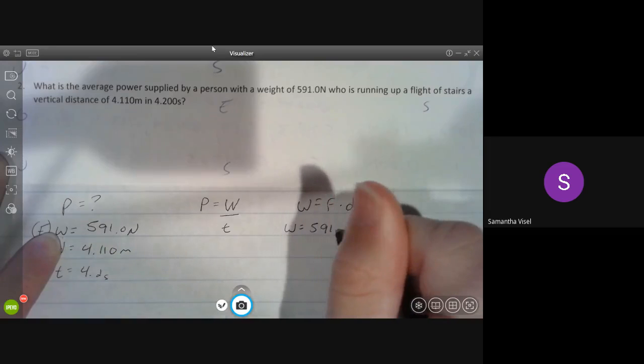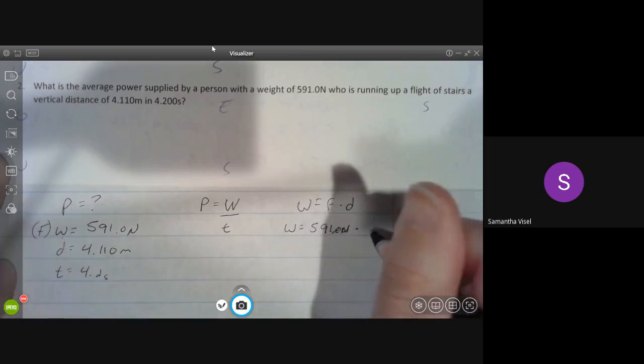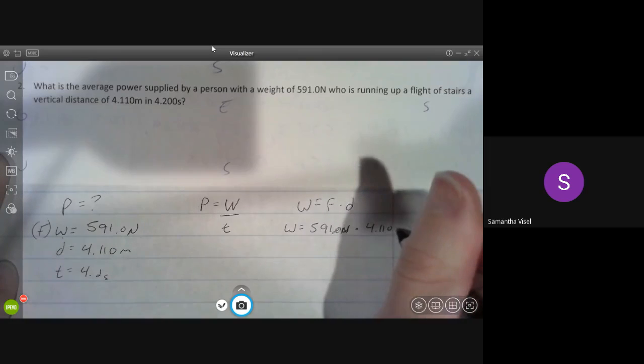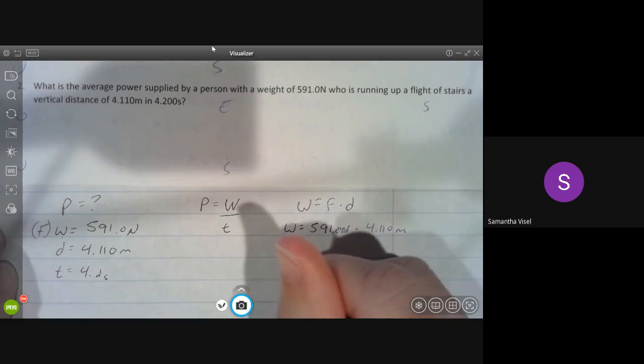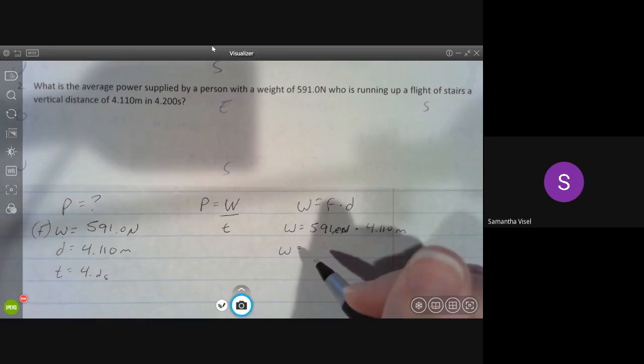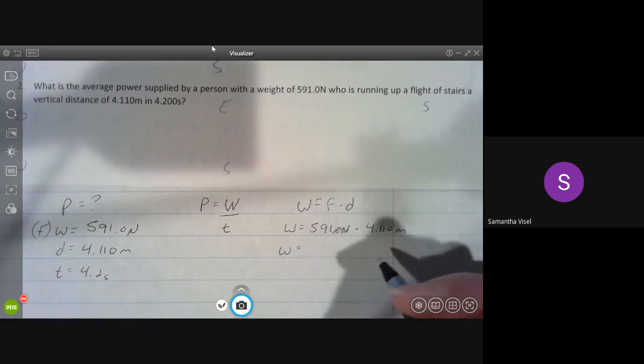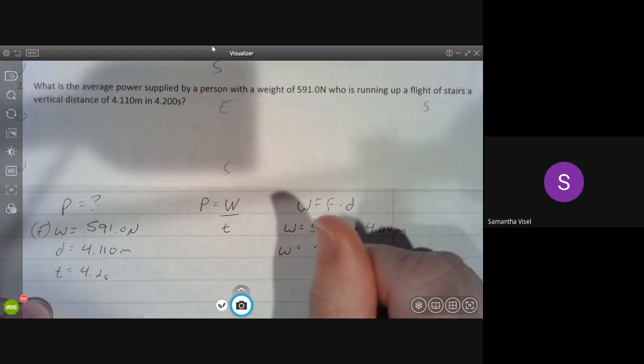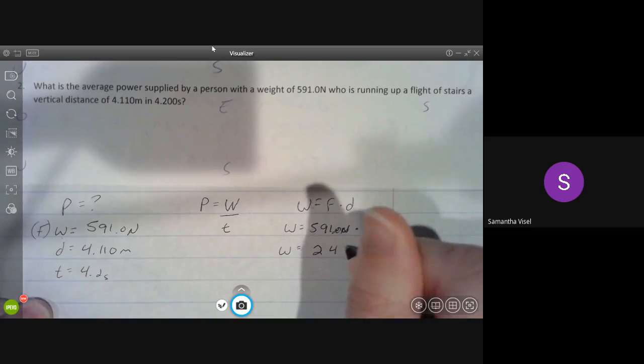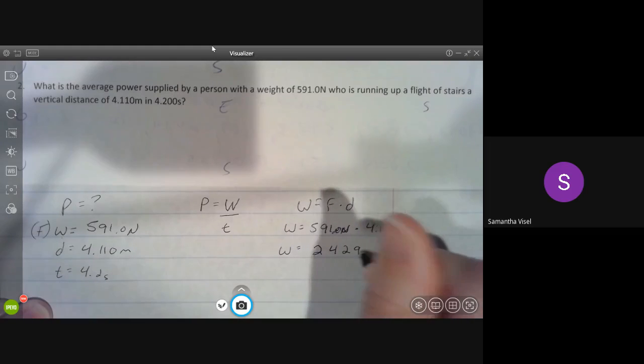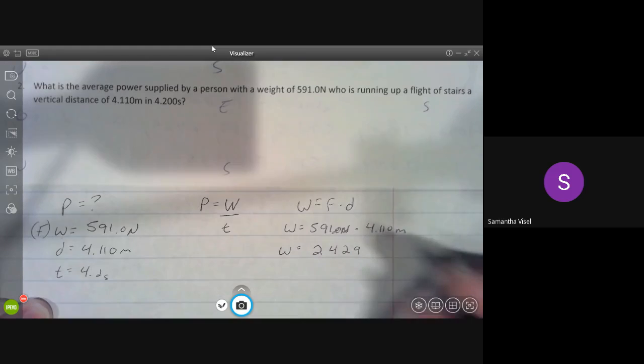So 591.0 newtons times 4.110 meters. So we got 591 times 4.110. So that gives me 2,429.01 joules. So I'm just going to use the 2,429 here.